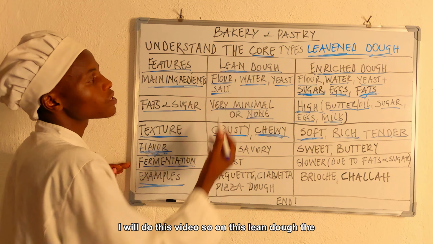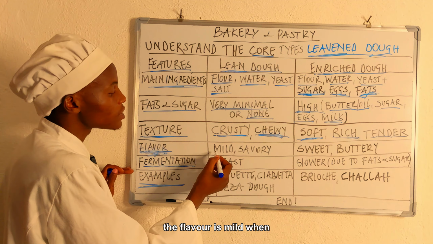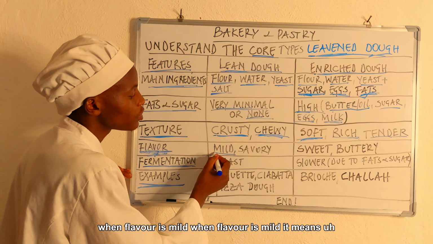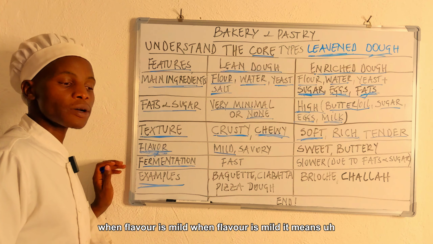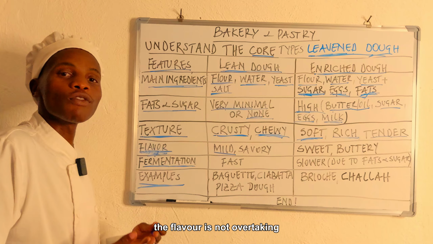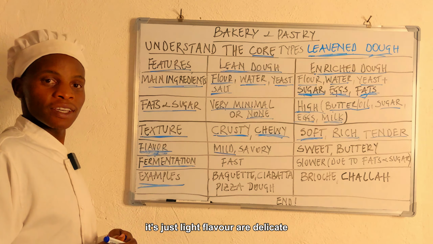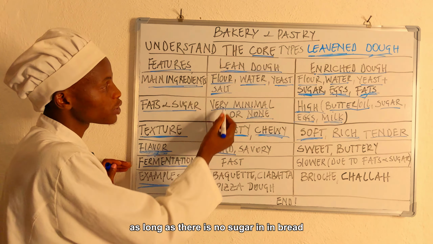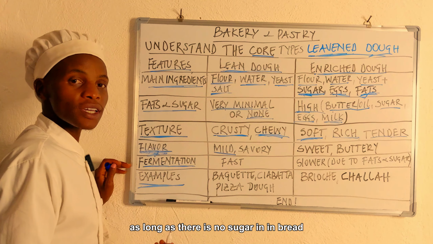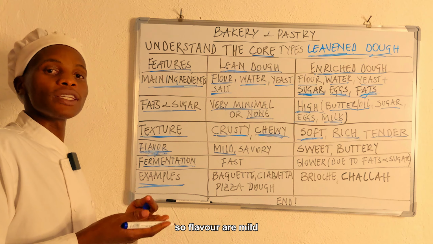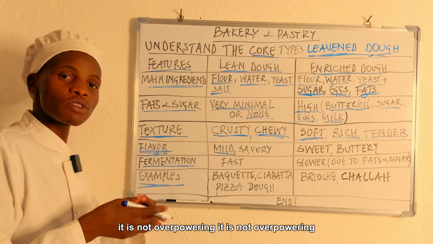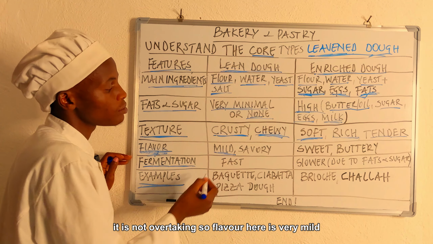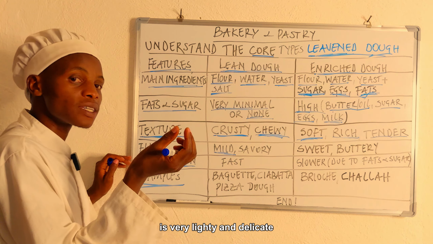So on this lean dough, the flavor is mild. When flavor is mild, it means the flavor is not overtaking, just light. Flavors are delicate, you understand? As long as there is no sugar in bread, the flavors are mild. It is not overpowering, not overtaking. So flavor here is very mild, very light and delicate.